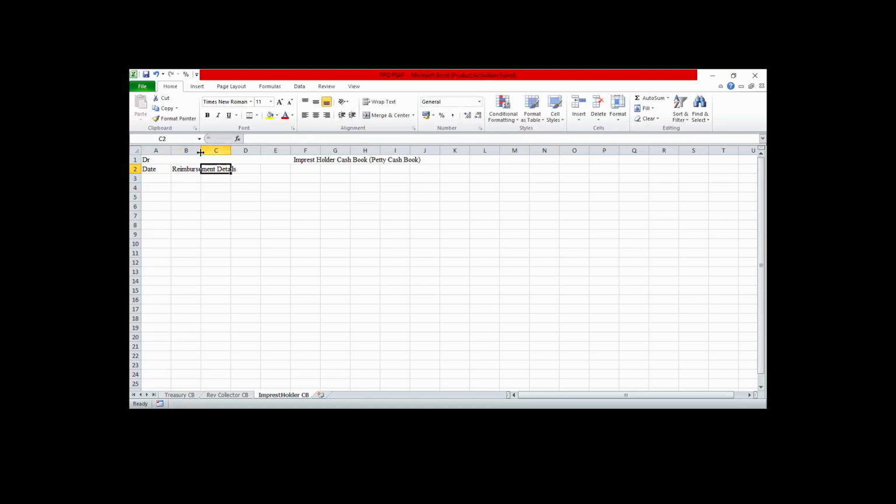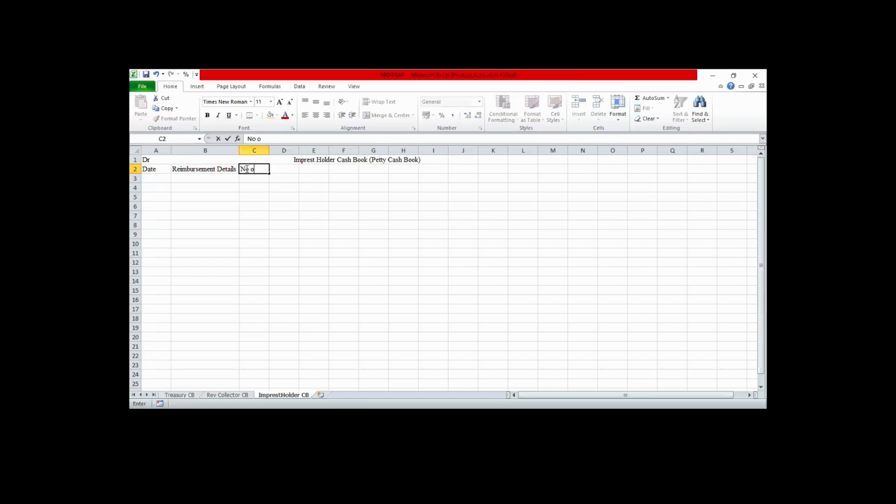Followed by what? Followed by number of bank credit slip. Followed by what? We have what we call cash, Abi? Yes. Then we have what we call bank. Then we have date again. We have what again? Particulars or what?